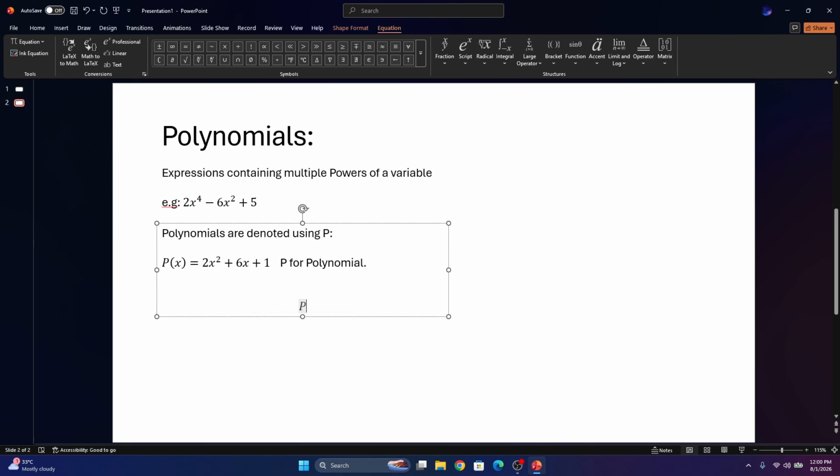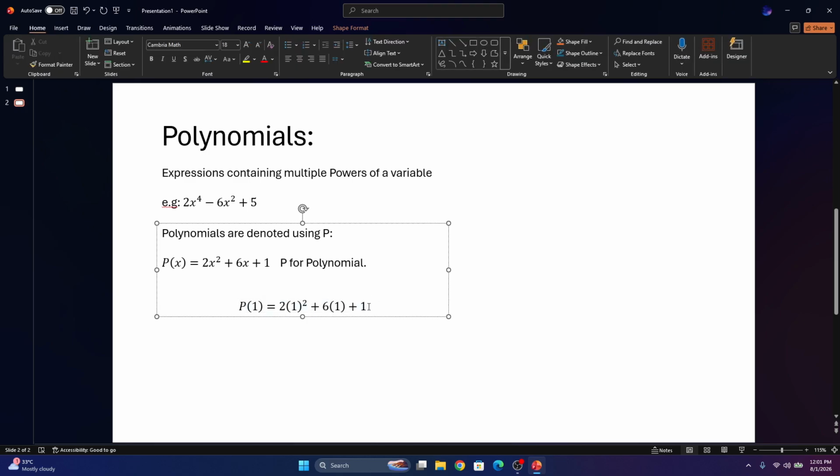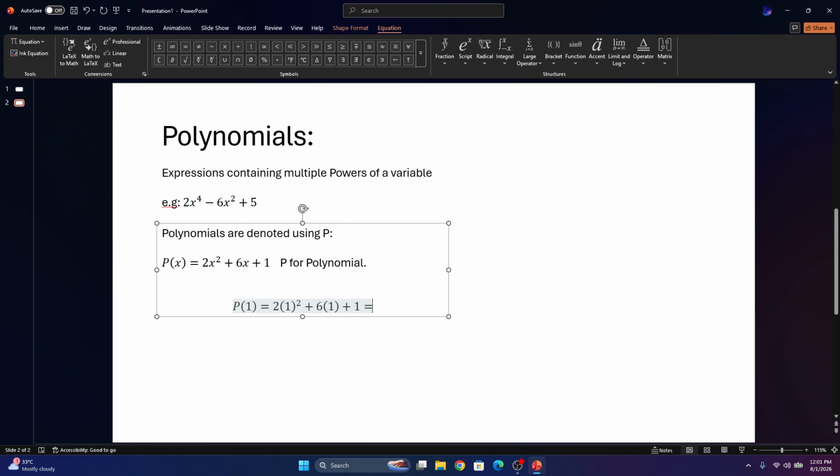p of 1, then that would just be equal to 2 bracket 1 raised to the power of 2 plus 6 times 1 plus 1. And now we can just solve it, and this is equal to 9. And this basically just works like functions themselves, where you insert different values for the variable inside of these brackets, and they return different values.